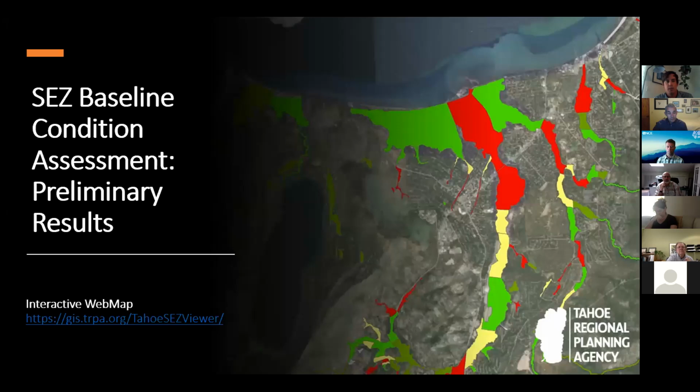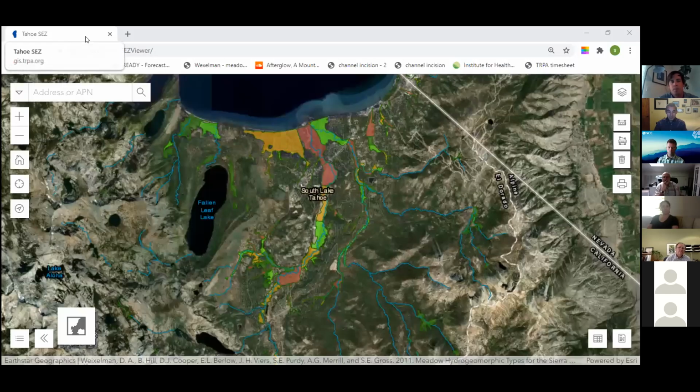So now, the cool thing about this is, yes, we're going to put together a multiple 100-page report on all this. That's all great. And yes, we have all these GIS layers that people with GIS can look at, but we also have a public web map. And let me share this. Can you all see that?